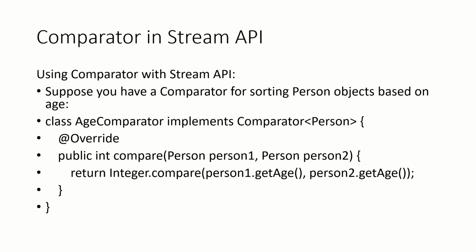Now coming to the comparator, how you can use comparator in the Stream API. So again, I will bring back the same example. Let's say you have a class person with two attributes, age and name, and then you have created another class for the custom comparison, which is age comparator. It's comparing the age of the persons, and that class implements the comparator. Since it is implementing the comparator, you have to override the compare method, which takes two arguments, person 1 and person 2, and we are comparing the age of person 1 and person 2.